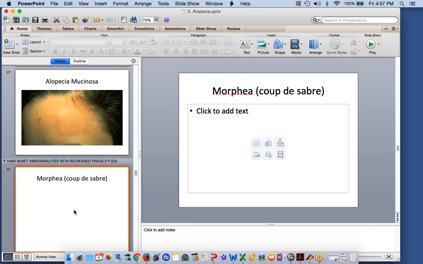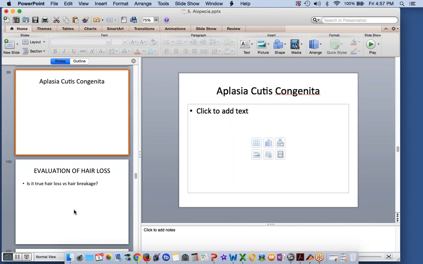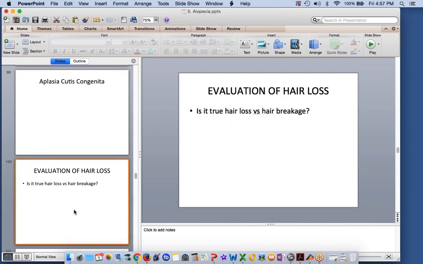Morphea, as it does imply, is a condition of inflammation of the skin.